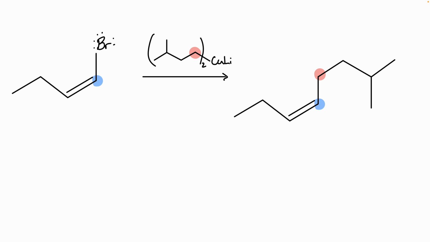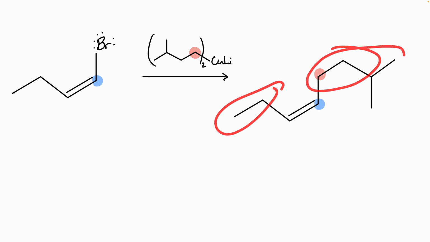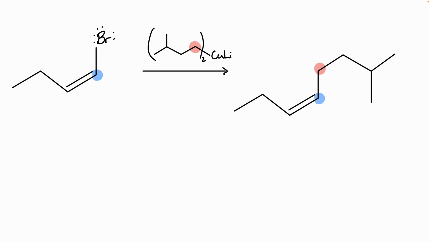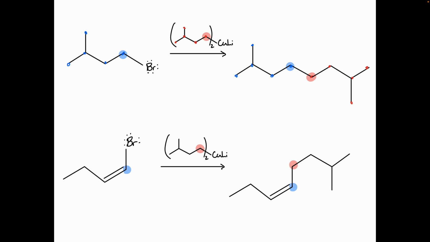Okay, again, counting my carbons, 1 through 9. I've got my stereochemistry preserved. These two groups are on the same side, just like in my reactant. And notice how we also keep our carbon-carbon double bond. This wasn't an addition reaction. We didn't lose our carbon-carbon double bonds. We've retained our alkene in our product as well. Cool. All right.